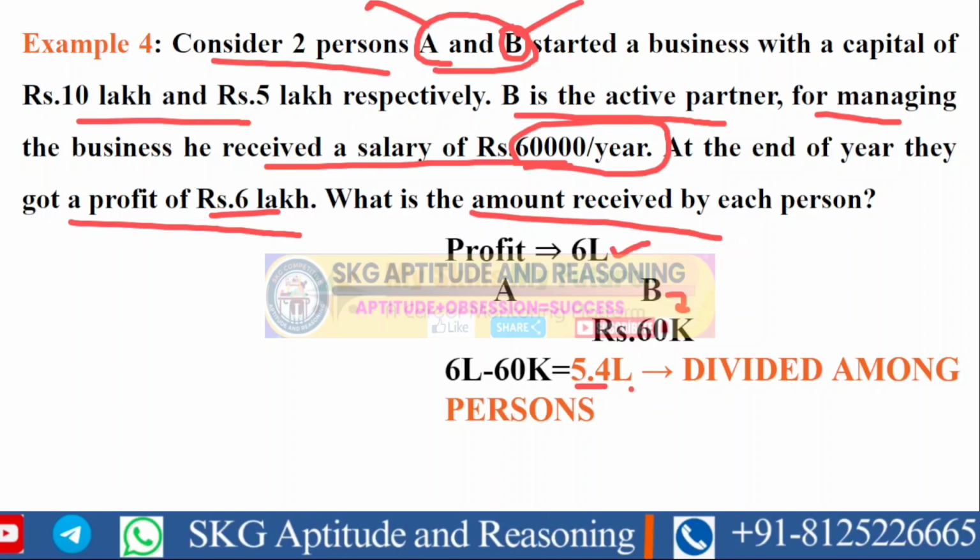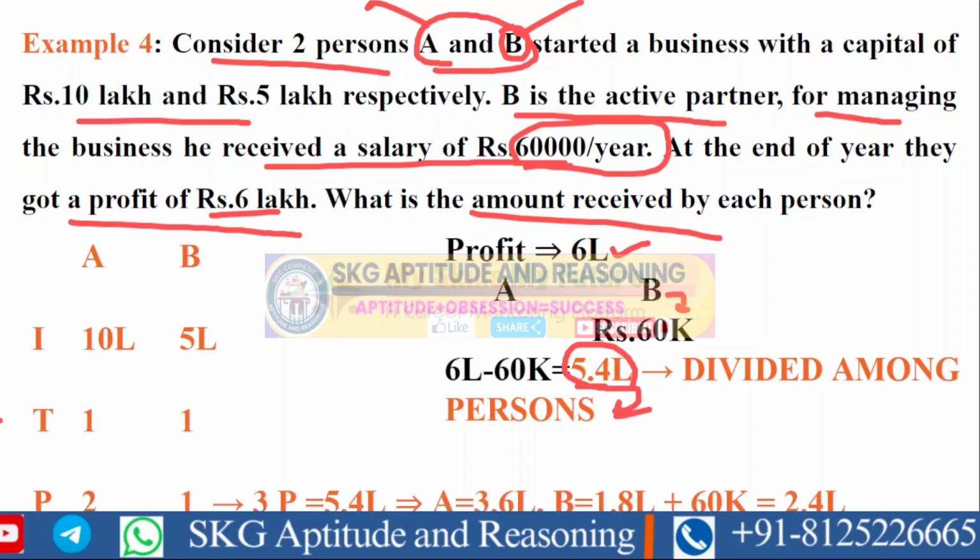These 5.4 lakhs have to be divided among A and B in the ratio of their investments and time period. Here A is investing 10 lakhs and B is investing 5 lakhs. Both are in the business for a complete 1 year. So profits are shared in the ratio of 2 is to 1, which means the three parts will be equal to 5.4 lakhs. A will receive 3.6 lakhs as his profit and B will receive 1.8 lakh.